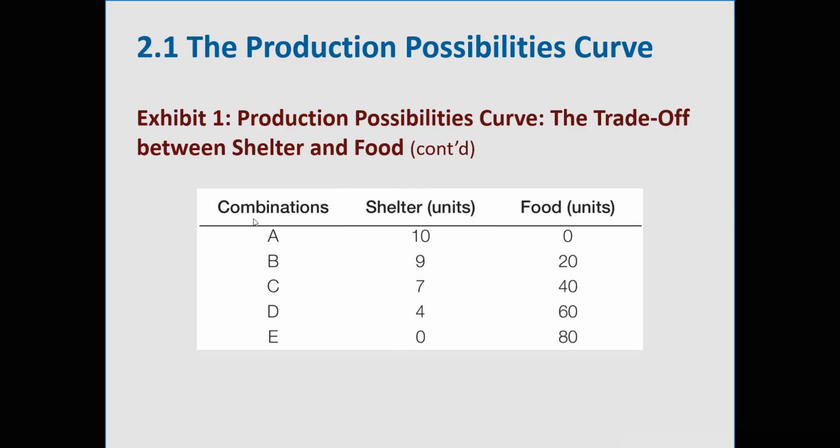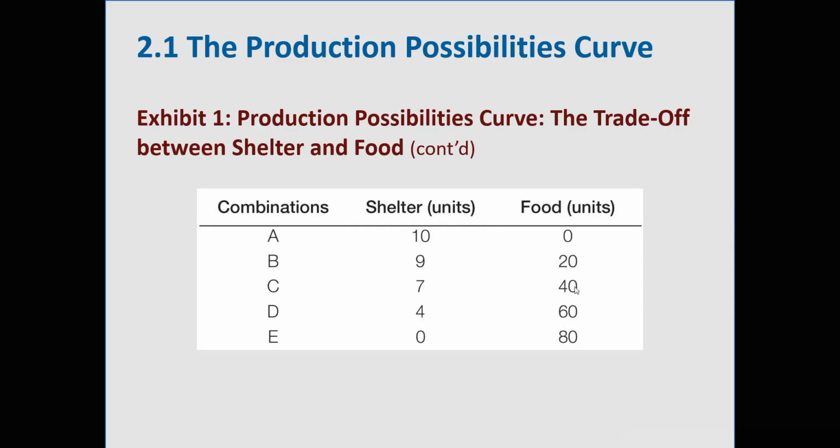You can clearly see that at this point you have 10 of shelter, 0 food. At B you have 9 shelter, 20. You can clearly see that you have to sacrifice 1 unit of shelter in order to produce 20. Now, every time you produce extra 20, you can see that you don't only sacrifice 1. This is very important. Here you sacrifice only 1 unit to produce 20.